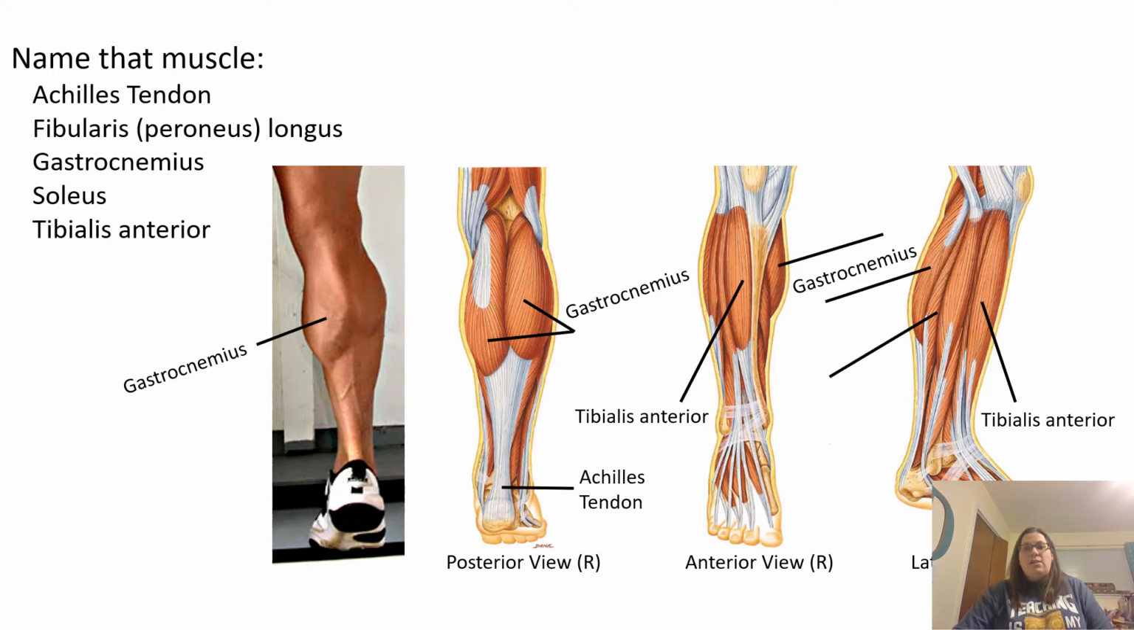Okay. We also see that it's a little deeper to the gastroc. That's going to be the soleus. And in between the soleus and the tibialis anterior is going to be the fibularis longus. So these are the muscles you need to know in that lower part of the leg.